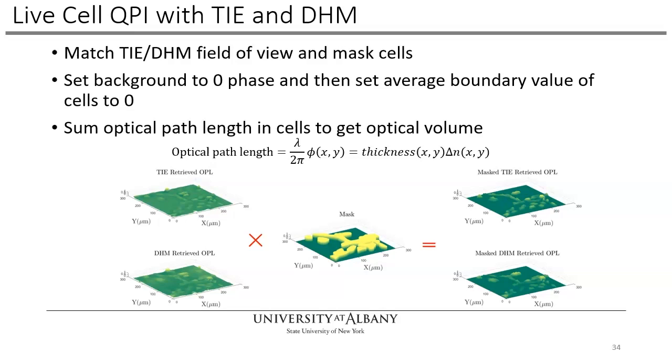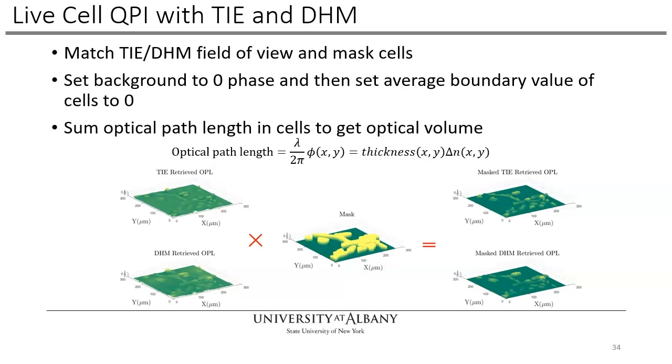And both of these techniques are going to be unique only up to an additive phase. We're measuring changes in phase, not absolute phase. So we have to set the zero point the same in both of them, and we just choose the average value over the boundary of the mask to be zero in both cases to set the same reference point.